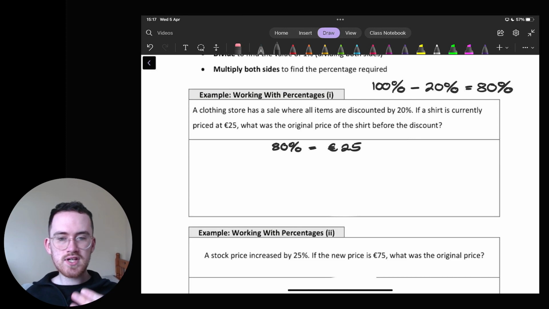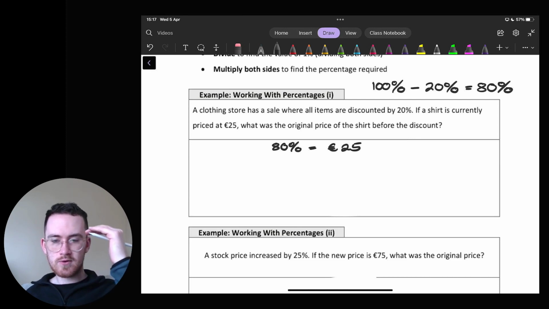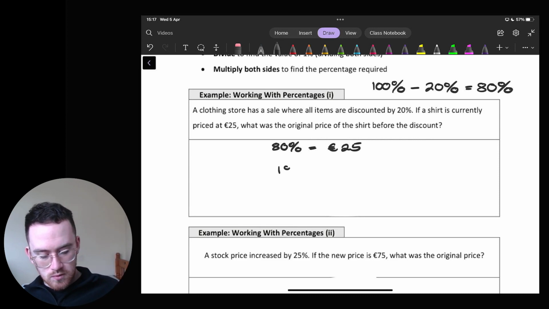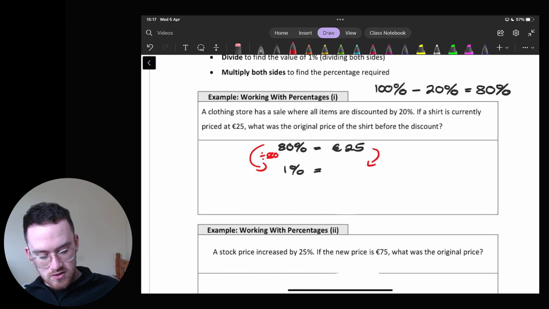Okay, so it's gone down by 20%. Remember, original is always 100, it's gone down by 20, so now it's 80%. 80% is €25. I want to find 1%. To do that, I'm going to divide this side by 80. I have to do the same to the other side, so I divide it by 80 also.